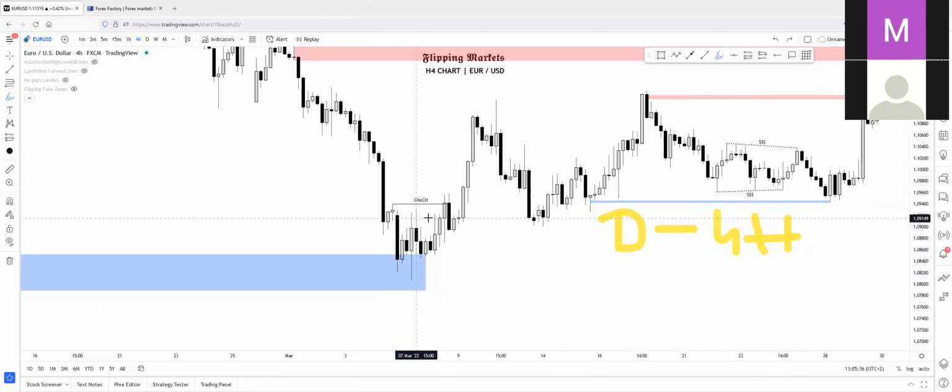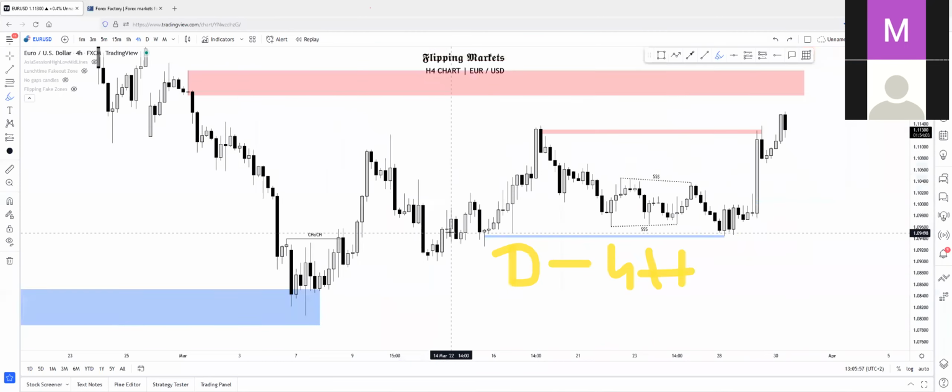And if price creates a change of character after the tap of this zone, a 4-hour change of character, not a 15-minute, not a 1-hour, not a 2-hour, not a 3-hour, but a 4-hour change of character, the daily demand zone will be confirmed, and we'll know that the trend has changed from bearish to bullish, because as you can see, the trend was bearish at this region. After the change of character on the 4-hour chart, the daily time frame has been confirmed by the 4-hour confirmation. And actually, as you can see, the trend has shifted from bearish to bullish.